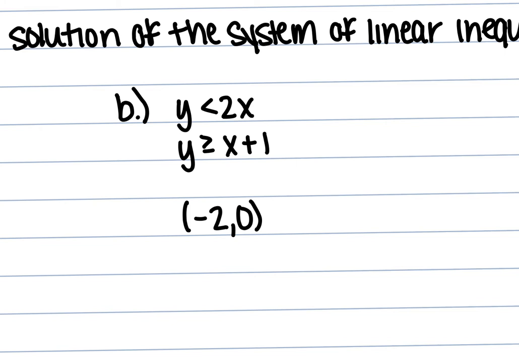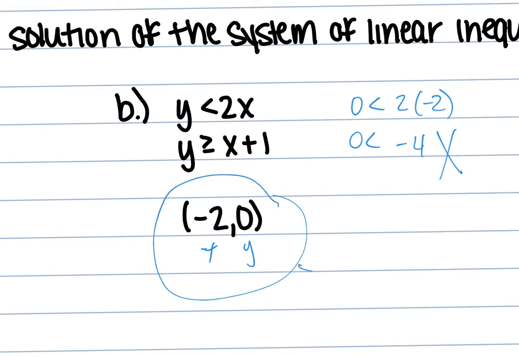So what we're going to do is plug in y is 0, plug in x is -2. We're going to get 0 is less than 2 times -2. This is going to give me 0 is less than -4. Agreed? Is 0 smaller than -4? No. So do we need to keep going? No, we circle it and we say it is not a solution. Why are we saying it's not a solution?